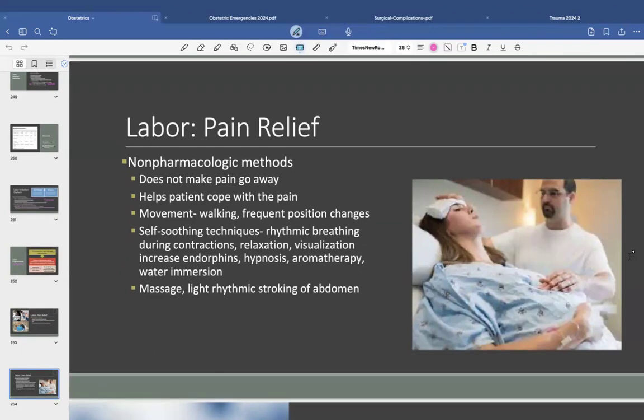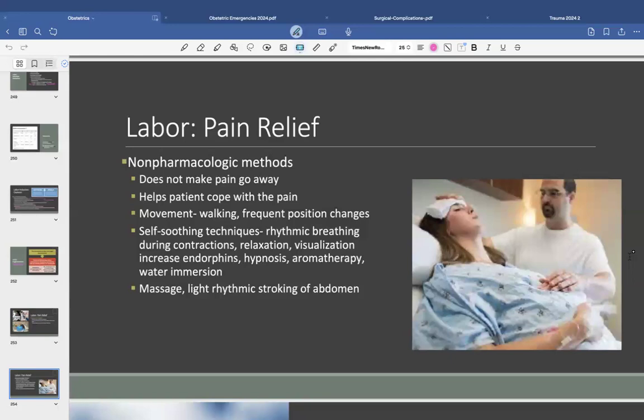Self-soothing techniques, breathing. Maybe you took Lamaze, you learned some classic techniques for breathing, getting through those contractions, relaxing, visualization, increased endorphins, hypnosis, aromatherapy, water immersion. Aromatherapy is pretty popular. Water immersion, very cool. You can see that online a lot. Massage, light rhythmic stroking of the abdomen. Those are some non-pharm ways you can work on the pain.